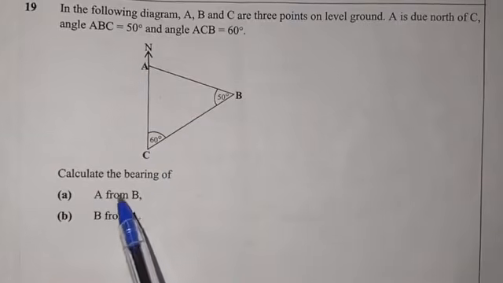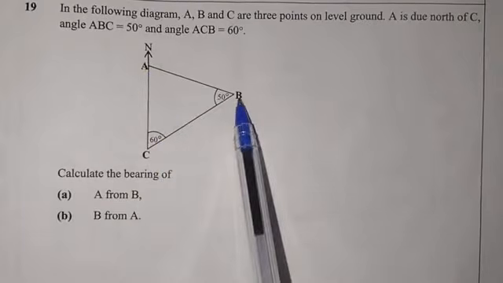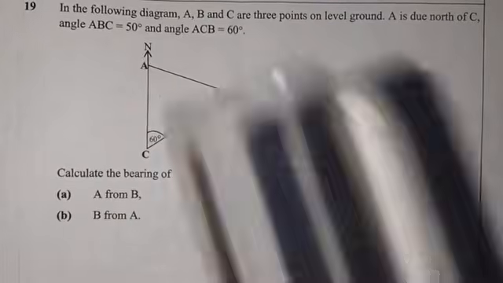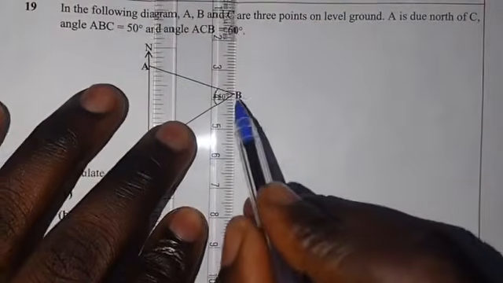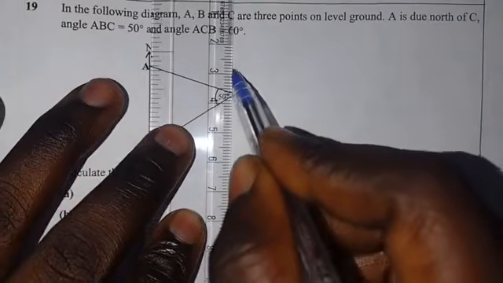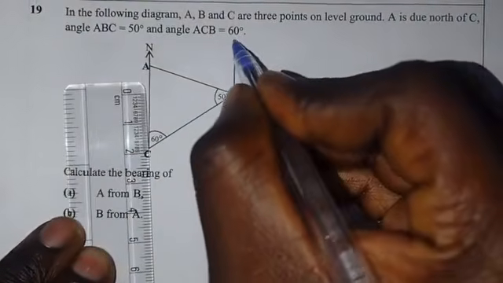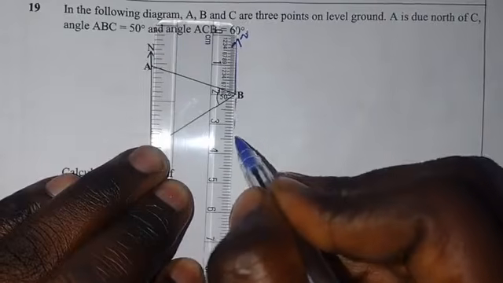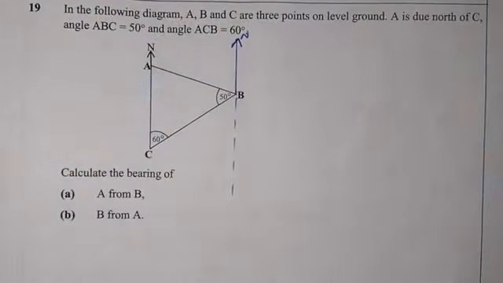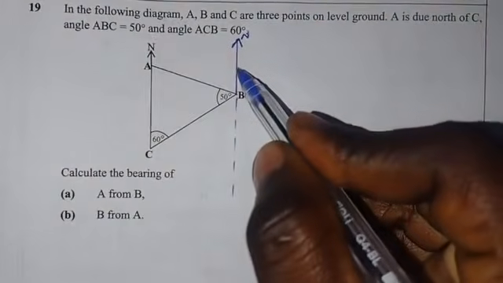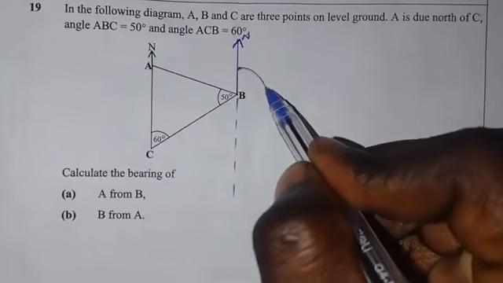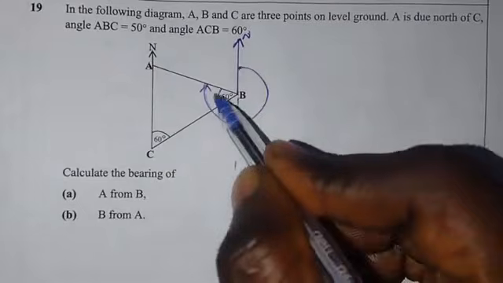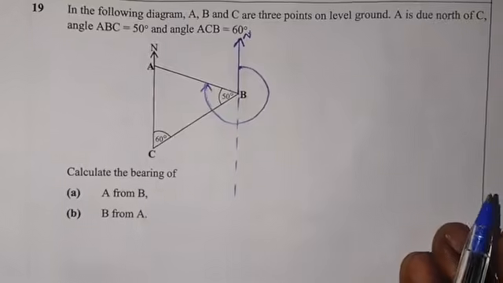Calculate the bearing of F from B. So they want us to find the bearing of F from B. Where they say F from B, this is where we need to draw the north line. So we are going to draw our north right here. We can even indicate north. Let me just extend this north. So this is where we draw our north. They want us to find the bearing of F from B, so we move until we touch this line for A. So this is the entire angle that they want us to find.